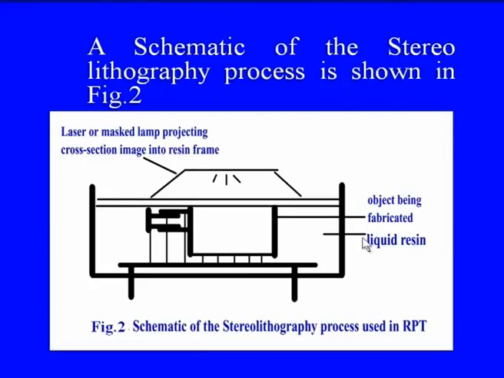So, this is the schematic on the screen of the stereolithography process. This is the light emitting device, and this is the object being fabricated. This is how the light will fall on the area of interest, and this is the liquid resin, which will get solidified or form large molecules under the action of this particular frequency of light falling onto it. Remaining portions will be masked.